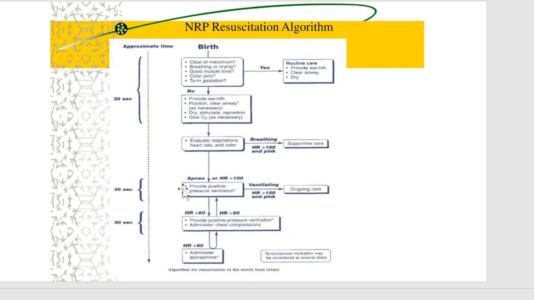And after ventilation, in the next 30 seconds, you have to check again. After ventilator support, if the heart rate is increasing above 100 and the baby looks pink, then ongoing care can be continued. But if after ventilation the baby's heart rate is less than 60, then immediately you have to continue positive pressure ventilation and administer chest compressions.